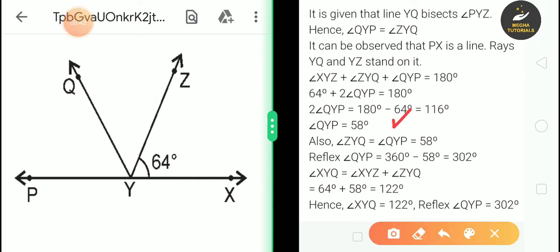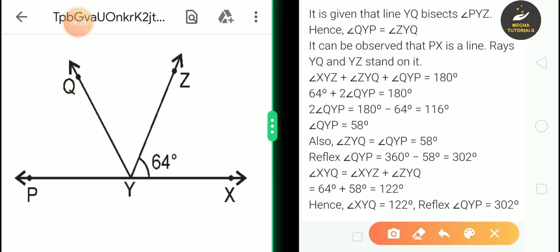Now QYP is 58 degrees, so reflex of QYP will be 360 degrees minus 58 degrees. Therefore, reflex of QYP is coming 302 degrees. Now we want angle XYQ also. So check in the diagram, angle XYQ is nothing but angle XYZ plus angle ZYQ. We know that angle XYZ is 64 degrees and we have found that angle ZYQ is equal to 58 degrees. Therefore, we add 64 degrees plus 58 degrees to get 122 degrees. Therefore, angle XYQ is coming 122 degrees.